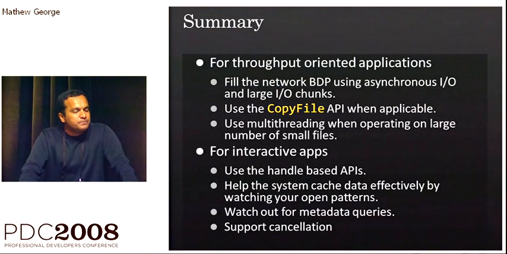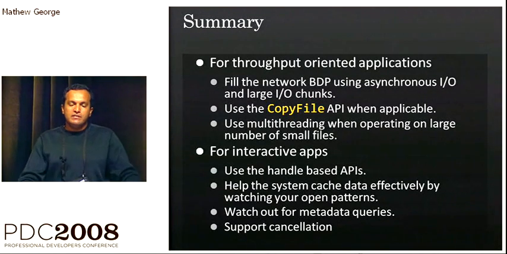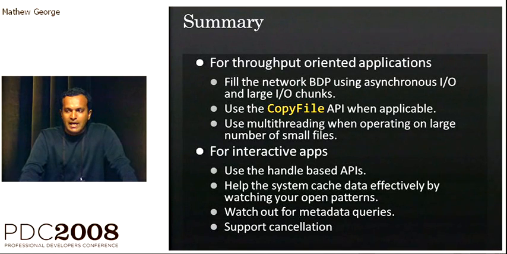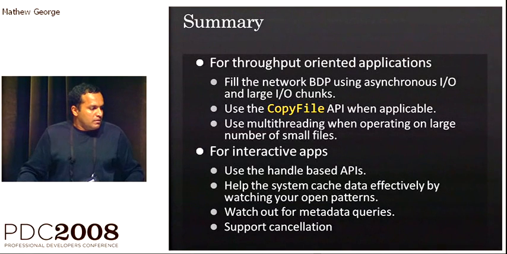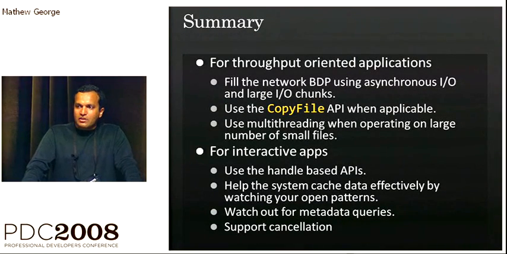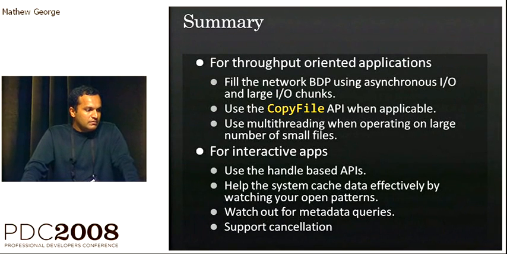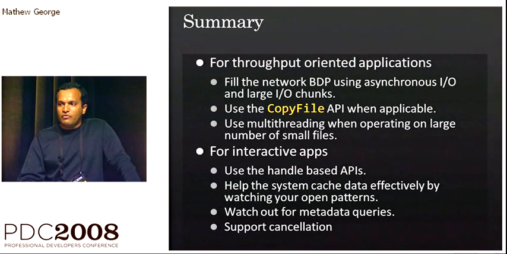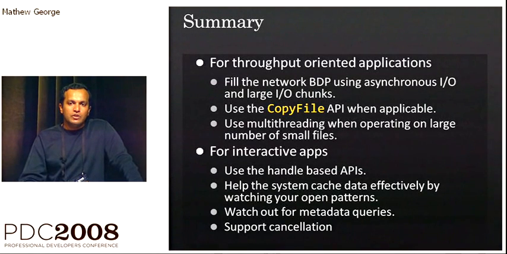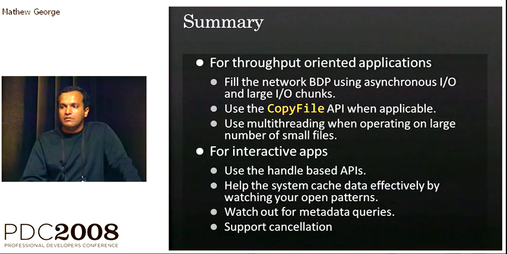And for interactive apps, use the handle-based APIs whenever possible because it avoids additional round trips to the server. Help the system to cache data effectively by monitoring your open patterns. So avoid multiple open handles when you're writing new apps, and avoid things like byte range locks, write-only opens, and things which we described earlier. Watch out for your metadata queries. They're not free, and they can involve more than one round trip. So watch out for this and use those that are cached by the system to your advantage.